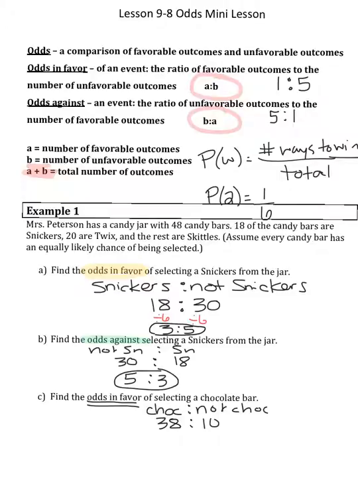How did I get 10? I just did the total 48 minus the 38. Remember that this is a ratio, so simplify your ratio, reduce it down. What can you take out of 38 and 10? They're both divisible by 2. So if you divide by 2, you get 19 to 5. Can't simplify that any farther. The odds in favor of selecting a chocolate bar are 19 to 5. There are 19 ways to select a chocolate bar and 5 ways to not.